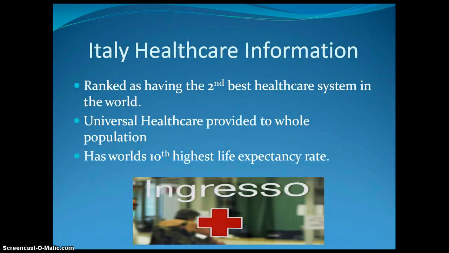Italy's healthcare system is ranked second best in the world, according to the World Healthcare Organization. Italy provides universal healthcare to the whole population that is free or low cost to all residents. Italy has many private doctors and clinics that Italians use in addition to national health care services because they are usually quicker to get into.